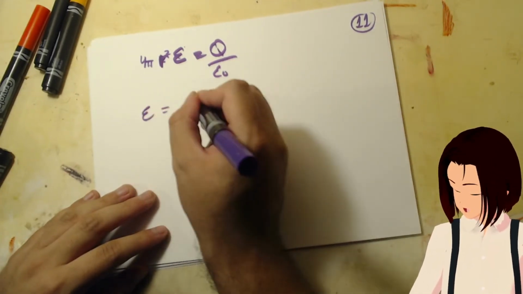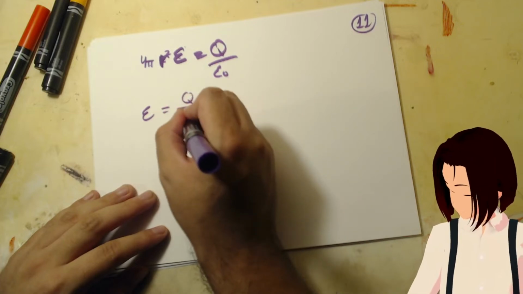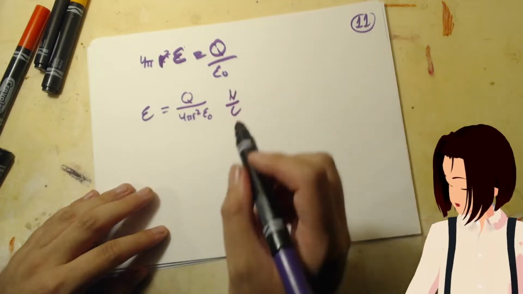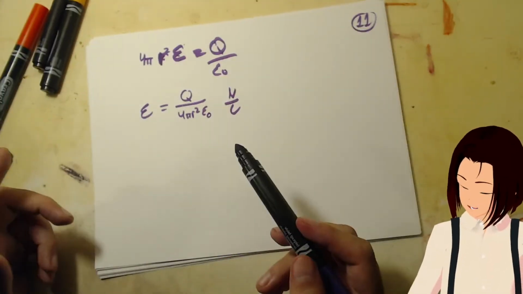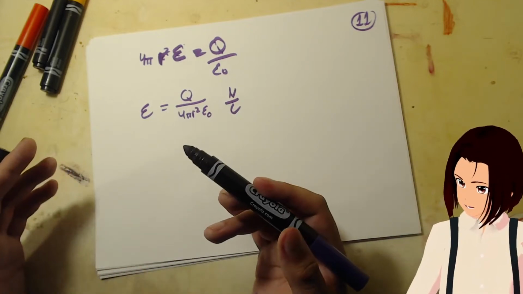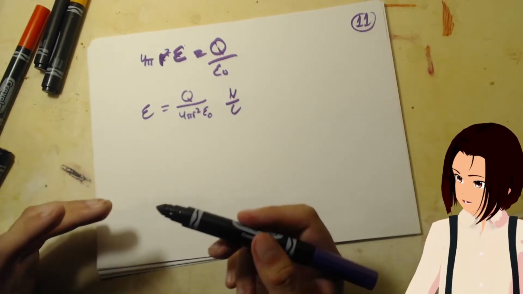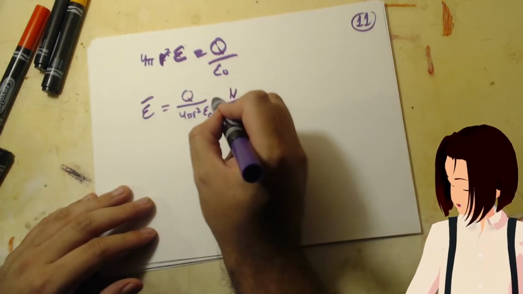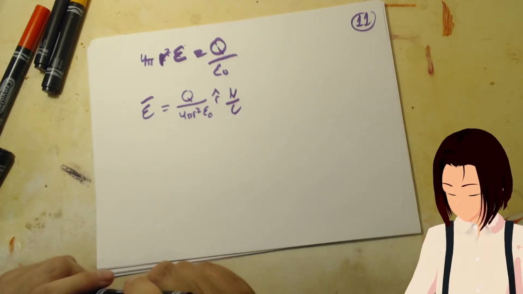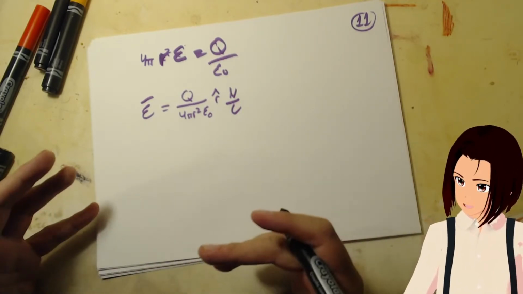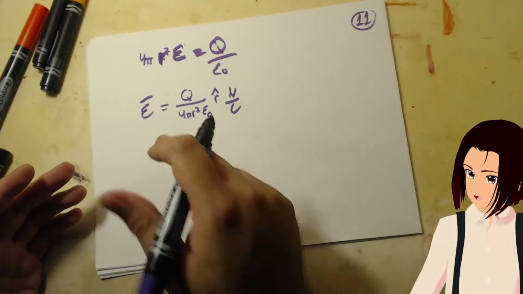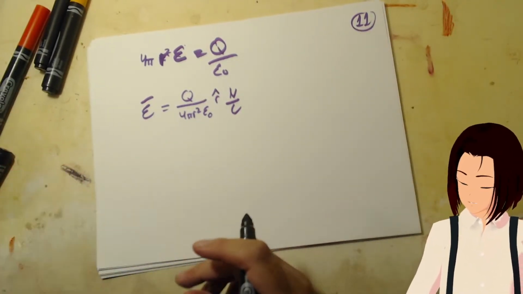and that is equal to charge over 4 pi epsilon 0 r squared, in newtons per coulomb. And now, we know the electric field is a vector, so we can just add an r hat. And so that's the electric field outside of the sphere. This makes sense because this is kind of what we got with the other stuff.